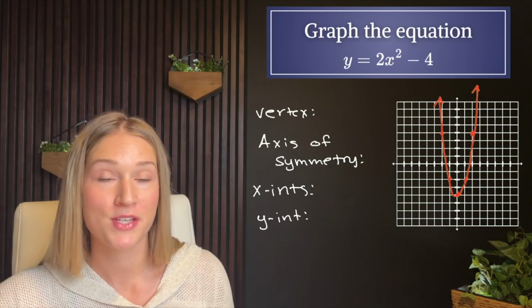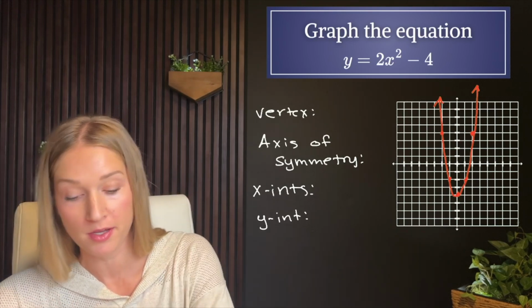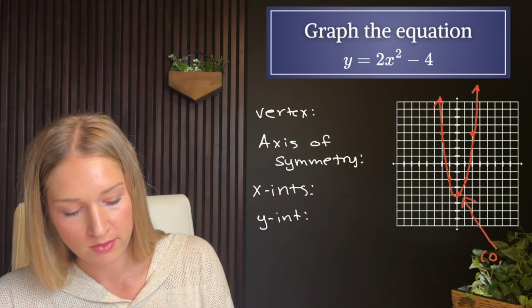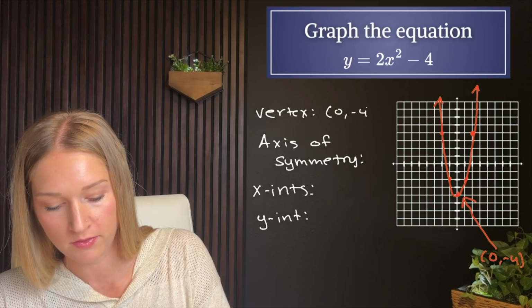Okay, so my vertex we talked about as being kind of that turnaround point. So in this case, it is that bottom point of my graph. That would be right here. And that point is 0, -4. So my vertex is at 0, -4.